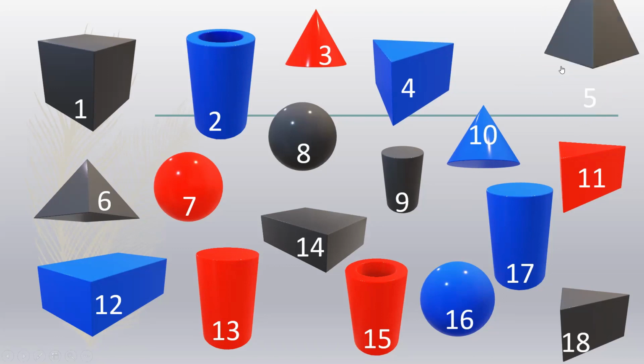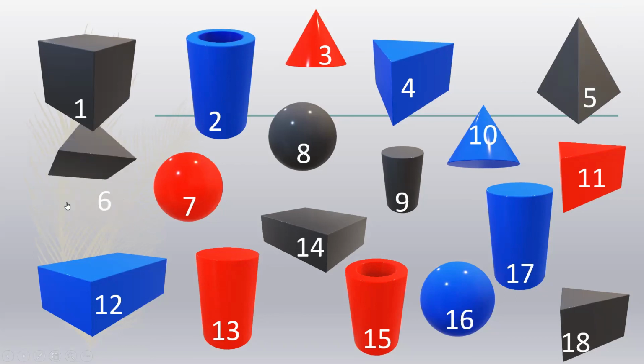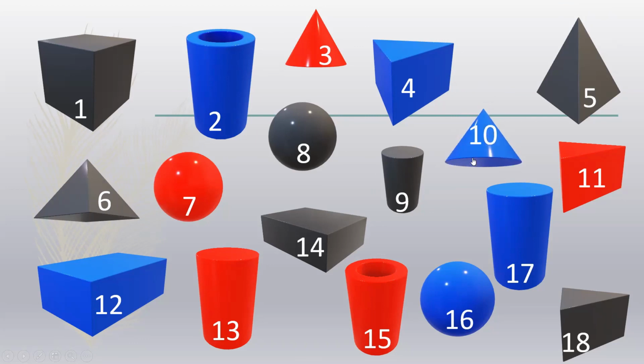Number five. What shape is number five? Pyramid. Number six. Pyramid. Number seven. Sphere. Number eight. Sphere. Number nine. Cylinder. Number 10. Cone. 11. Cone. 11. Prism. Okay. 12. Cuboid. Number 13. Cylinder.